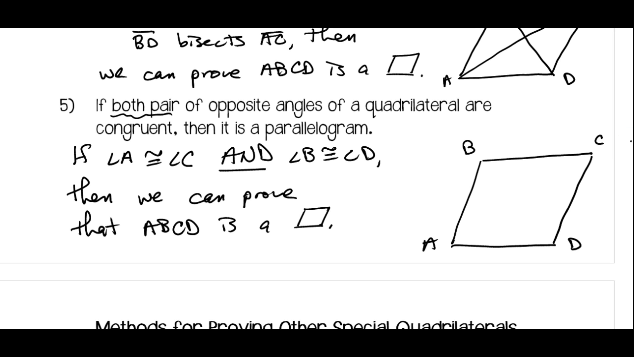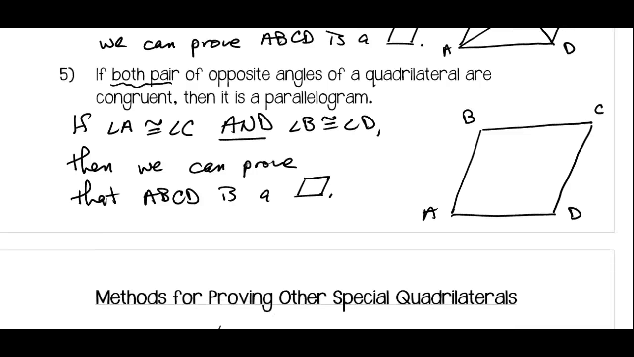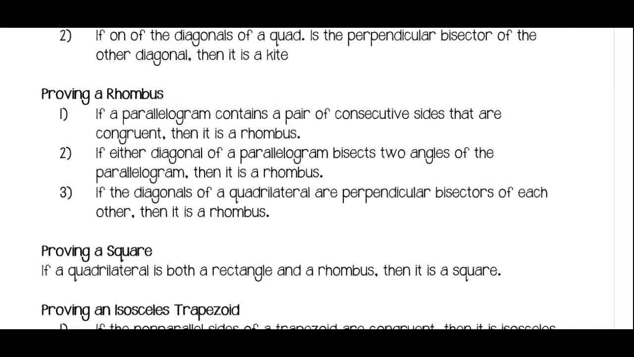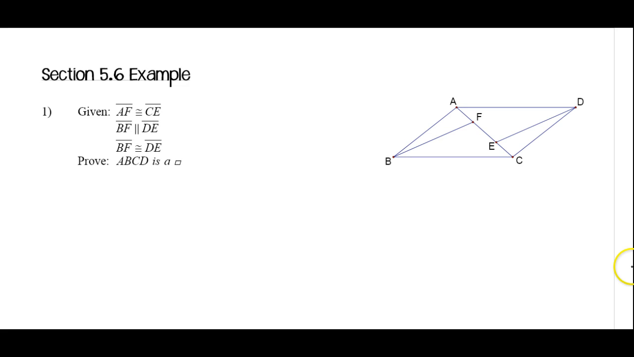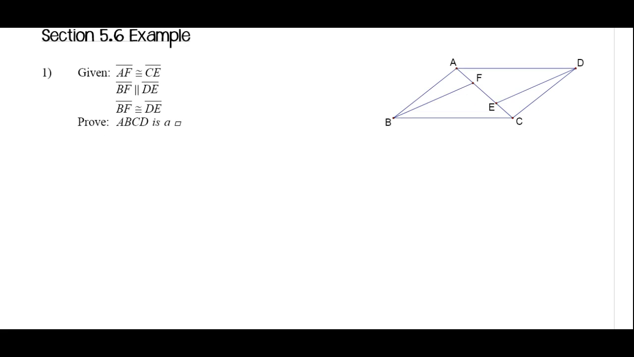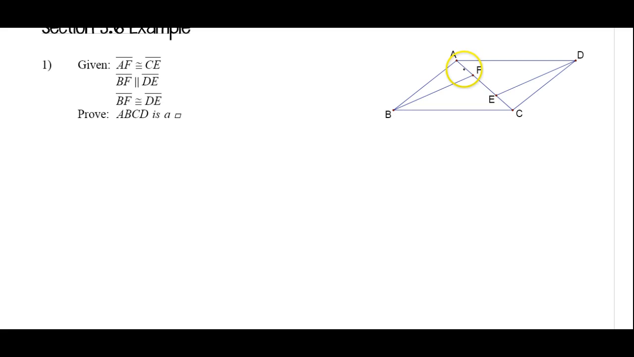Alright, so make sure you're familiar with all 5 of these methods, because again, when you look at a problem, you're going to have to decide which of these methods is going to be best suited for that problem. So we're going to skip all the way to the end of the notes here to the section 5.6 example, and you can see here that I've got AF congruent to CE, and I've got that BF is parallel to DE, and I've also got that it's congruent to DE, and we want to prove that this big quadrilateral is a parallelogram.